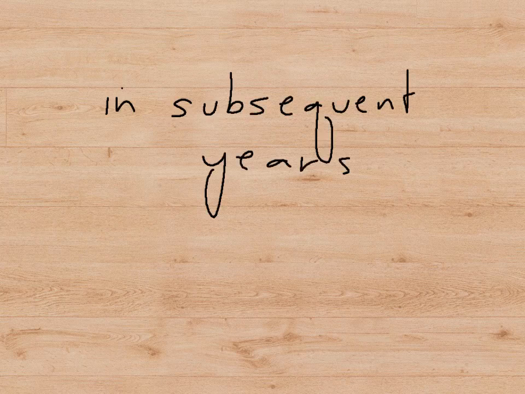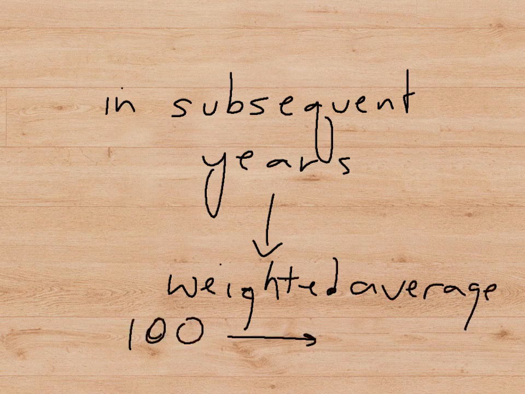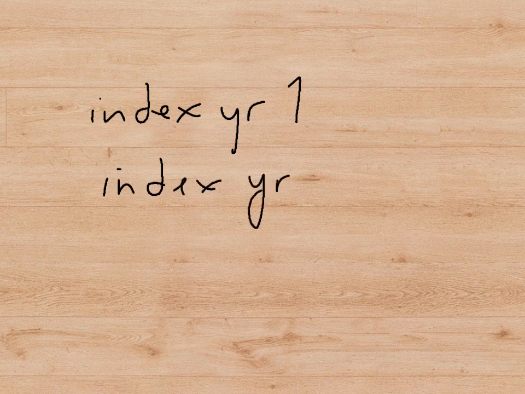We calculate a weighted average, and we compare the weighted average price of goods that we buy in following years to 100, and we calculate a new index number. And by looking at the difference between the index numbers in 2 years, so we have the index in year 1 and the index in year 2, we get the inflation rate. By looking at the percentage difference between the index in 2 consecutive years.